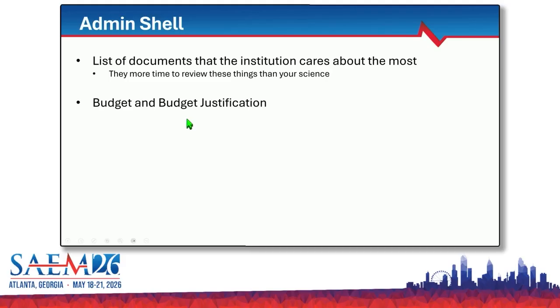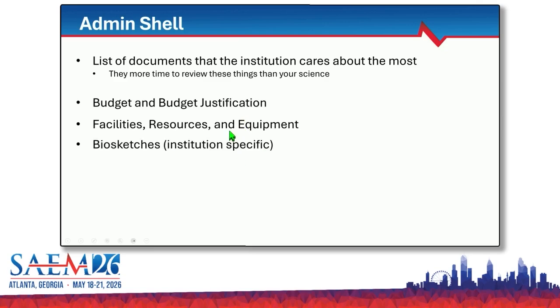Number one, the budget and the budget justification. Okay, who's getting paid what and what are people doing? Facilities, resources, and equipment. These are documents that I think all of the mentors will have. I have like 4 versions of them, depending on whether this is basic work, translational work, clinical work, etc. Biosketches, that tends to be institution specific. Some want that as part of the admin shell, some don't. So I was at Penn before Michigan, and biosketches were part of the admin shell. At Michigan, they turn out not to be.